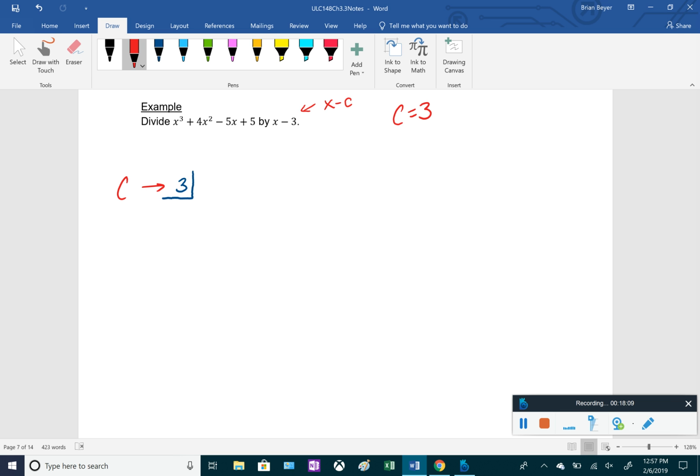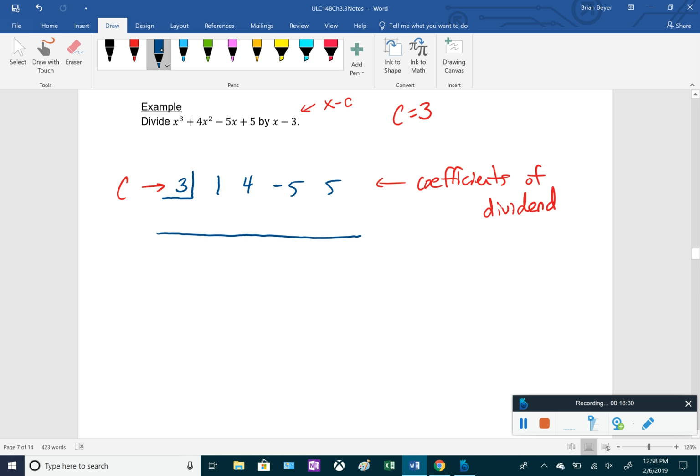Next to that, we're going to write the coefficients of the dividend in the correct order. So the coefficients are going to be 1, 4, negative 5, and 5. And those are the coefficients of the dividend. And next, we're going to leave room for another row underneath it and draw a little line, which is kind of going to be like an equals line. Okay, so what we are going to do is we're going to use those coefficients and that c value to find the coefficients of our quotient.